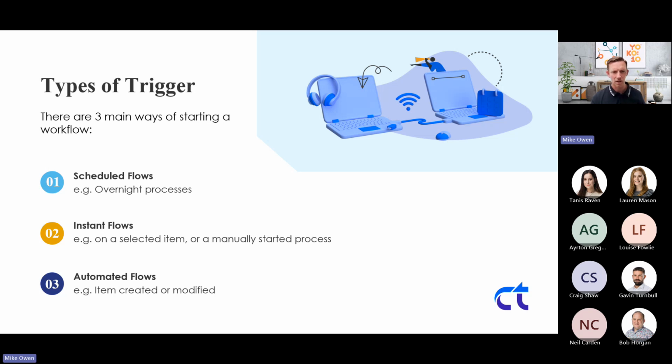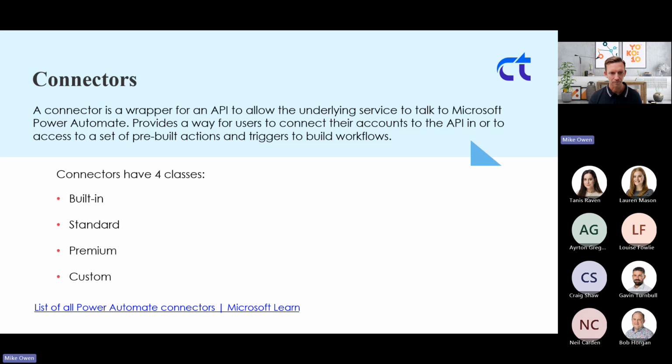So I've mentioned most of these already. The idea of scheduled processes: we used to have batch jobs running on servers on an overnight basis. We can do the same thing with workflows now. Instant flows start on demand. We use the "on a selected item" trigger quite a lot. Imagine you've got a lot of documents in an intranet and you want to request approval for a specific item. You need to know which item you're selecting, so you can run it based on the item that you've selected. And then we've got the idea of automated flows: on creation, on modification, receipt of email, those sort of things.